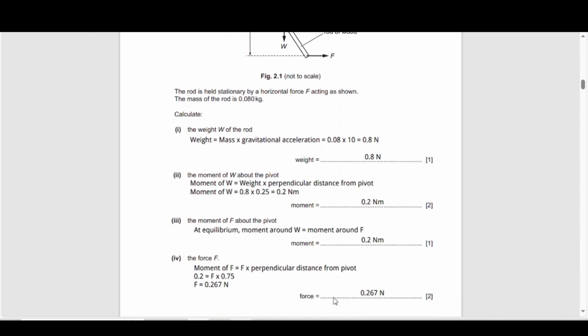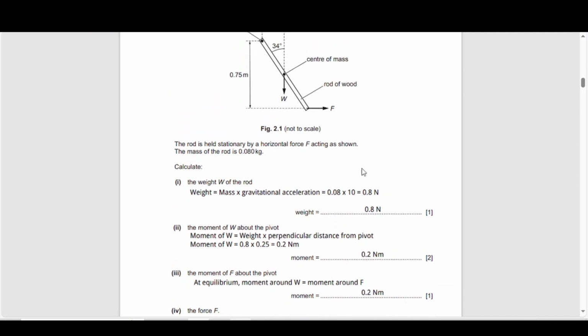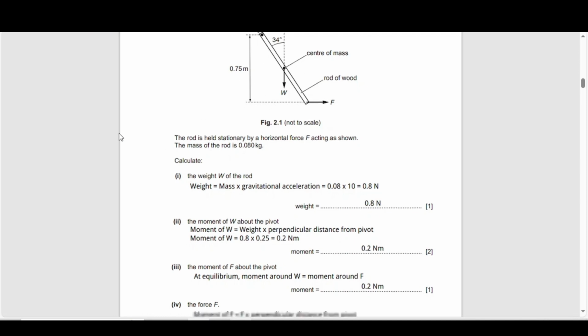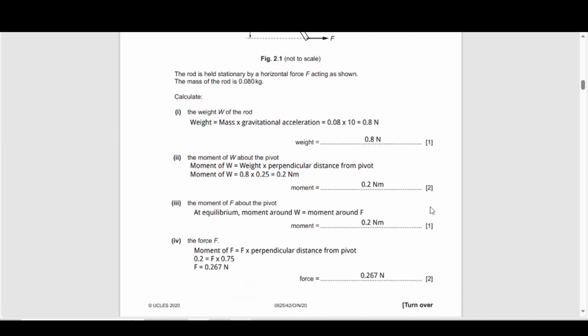They want to know the moment of F about the pivot. We know that the rod is held stationary, which means it's in equilibrium. It's not swinging in any way. So the moment of F has to be equal to the moment because of W. So that would also be 0.2 newton meters.